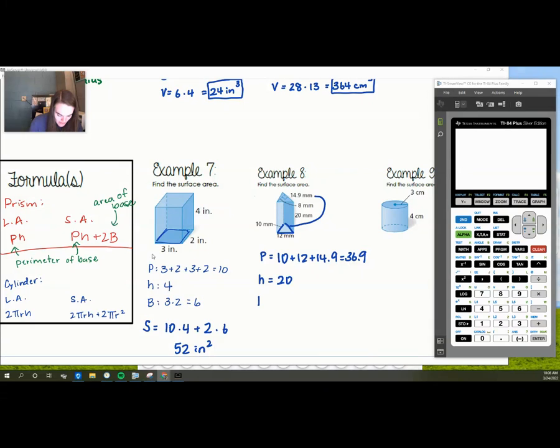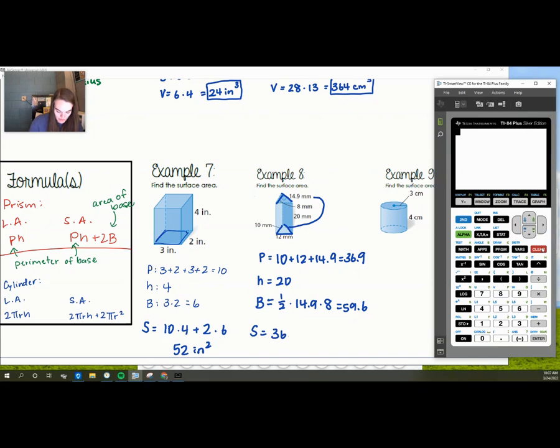Okay. Then the area of the base, it is a triangle, so it's 1/2. The base of this triangle is 14.9. The height of the triangle is 8. Okay. So half of 14.9 times 8 is 59.6. All right, we're going to set it up in the formula. Surface area is perimeter times height plus 2 times the base.